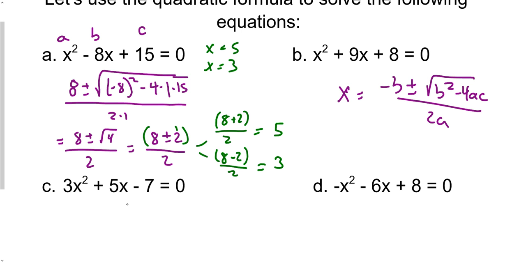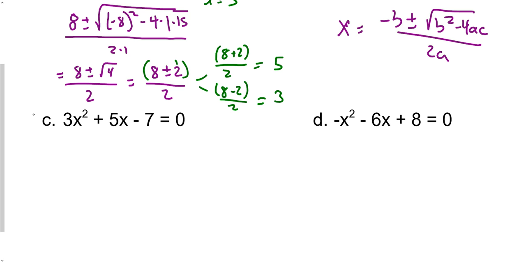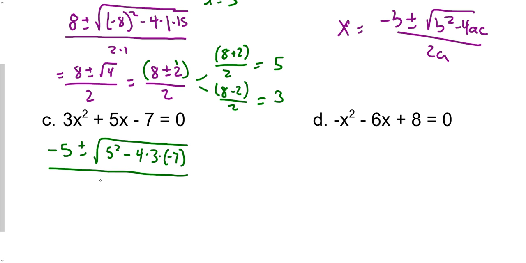What happens when you don't have a perfect square? So let's look at C. Let's do the same thing, right? Opposite of B, plus or minus, square root. Now notice here I have the minus because 5 was positive. 5 squared minus 4 times 3 times negative 7, over 6, which is 2 times 3.